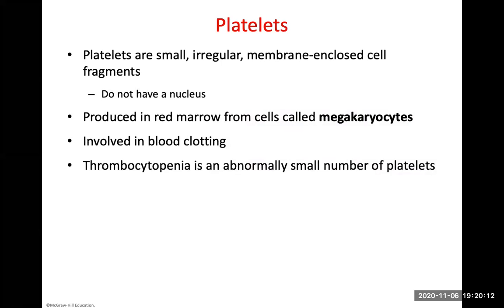Platelets then, we'll end here with platelets. They are small, irregular, membrane-enclosed cell fragments. They do not have a nucleus. They're produced in red marrow from cells called megakaryocytes. So platelets are just cell pieces that break off of these larger megakaryocyte cells. Platelets are very important in blood clotting, and thrombocytopenia is an abnormally small number of platelets.